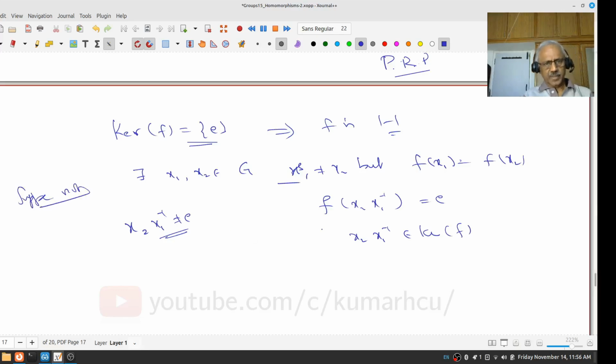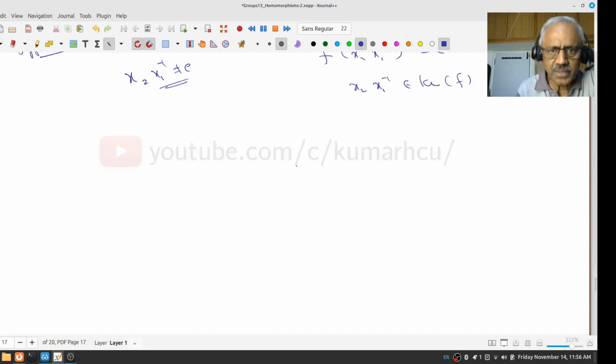So this is again a proof by contradiction. If we want to prove F is 1-1, suppose not, there exist x1, x2, etc. Then what do I get? I get an element in the kernel of F which is not identity. That's a contradiction to my hypothesis. Okay. So pause, review, proceed. Is that okay? All right.